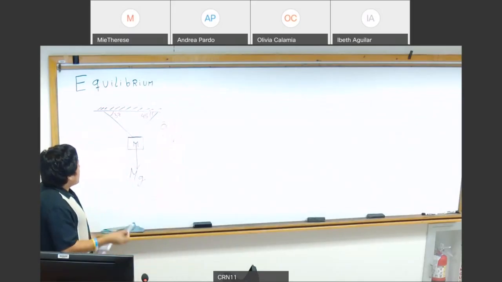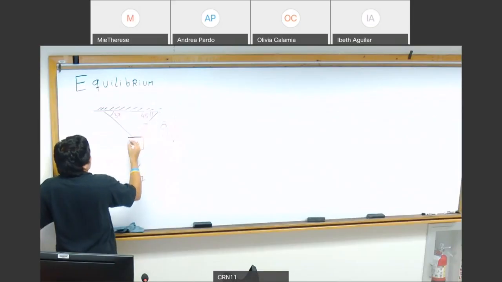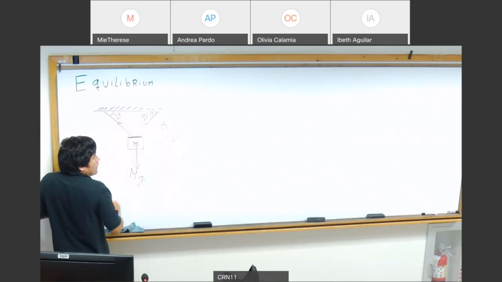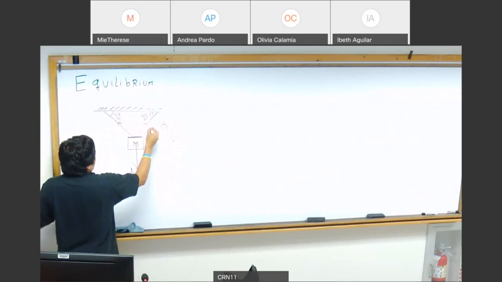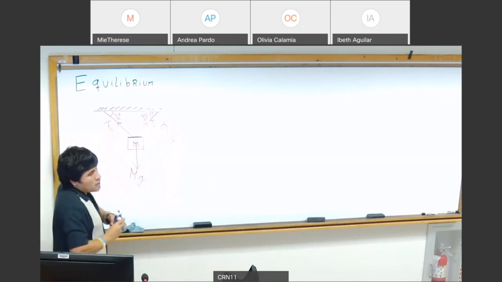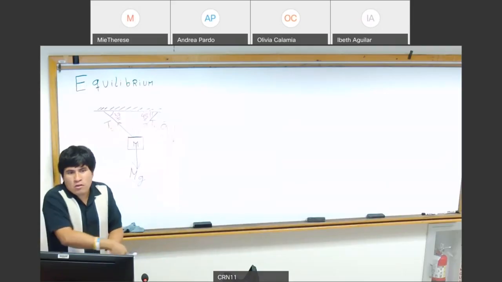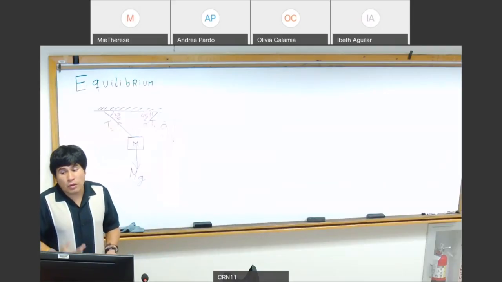Then you will have the tensions. So you have tension 1, tension 2. I'm sure they are different because the angles are different. If the angles were the same, then the tensions would be the same. But because the angles are different, then you put this T1, T2. Tension is a force that you normally experience when you pull something with a rope, string.